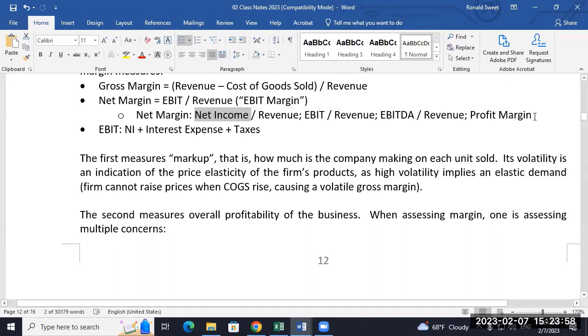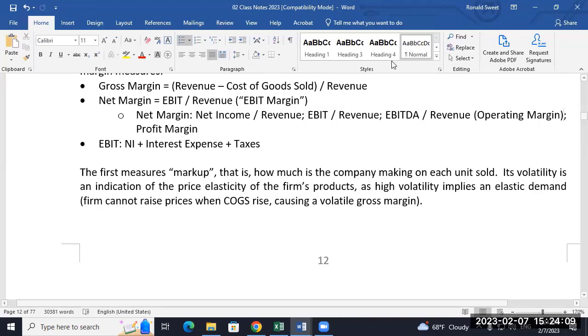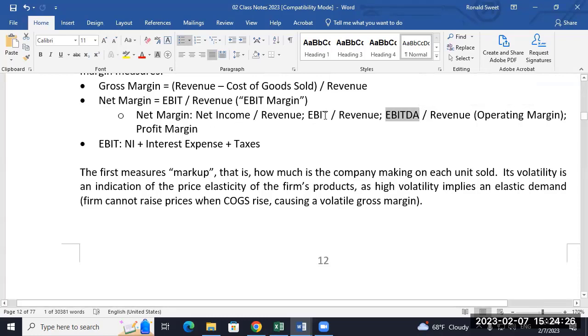Now, there's another one you hear a lot, and that's called operating margin. Have you ever heard that term before? Usually operating margin is EBITDA margin. Usually, not always, but most times I see people use the word operating margin, they're using EBITDA. It's important to know that so you make sure you're comparing apples to apples here. So if you're going to use a net margin, I prefer you say EBIT margin or EBITDA margin.